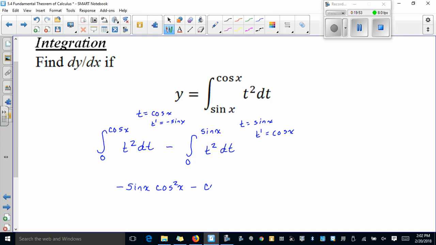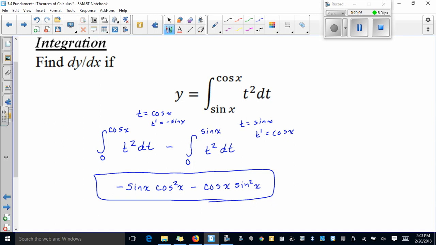Okay, so keep in mind if you have the variable on the top and bottom, on the upper and lower limits, you just have to separate them out. Okay, just a few more things to go and then we'll be done with these.